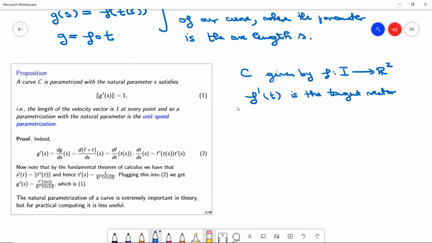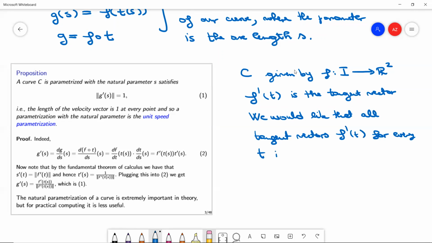And the length of this tangent vector depends on the parameterization f. But now our goal is that when we try to define the curvature of our motion, it will be important that our tangent vectors are of the unit length or of the same length. So we would like to make this tangent vector of the same length independent of this parameter t. So we would like that all tangent vectors f prime of t, for every t, are of the same length.